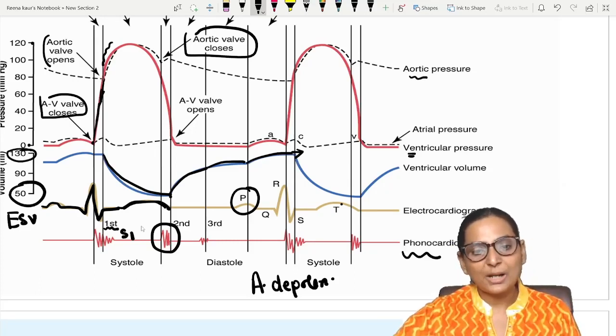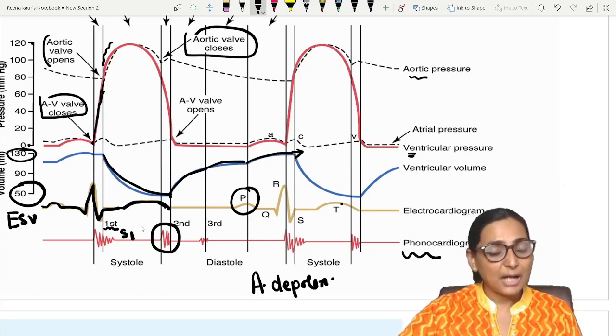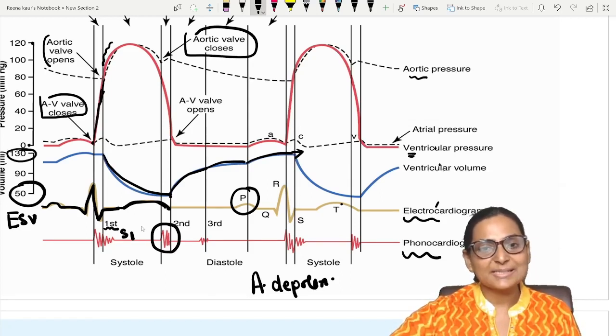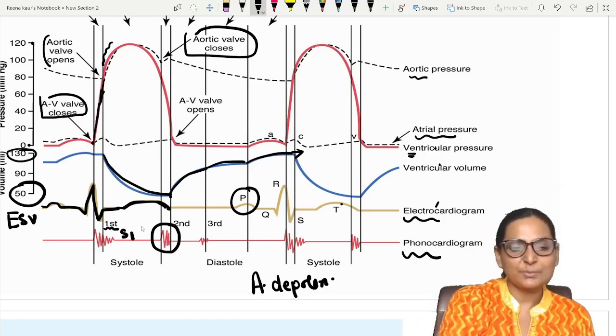So the phonocardiogram is the recording of the heart sounds, ECG, ventricular pressure, and this we will see separately, that is the atrial pressure, this we will see separately.